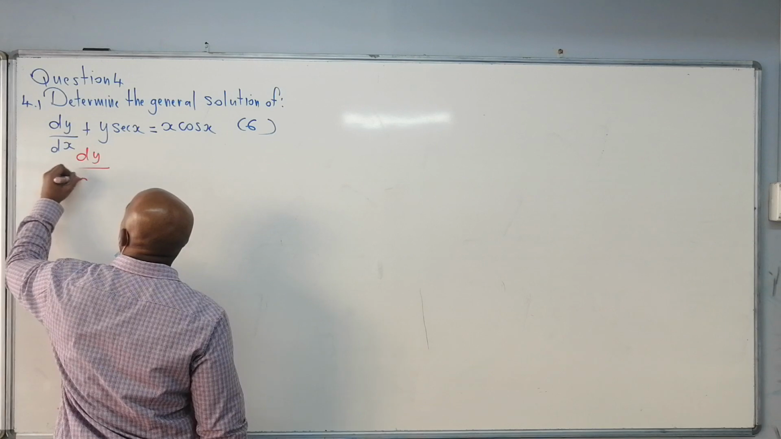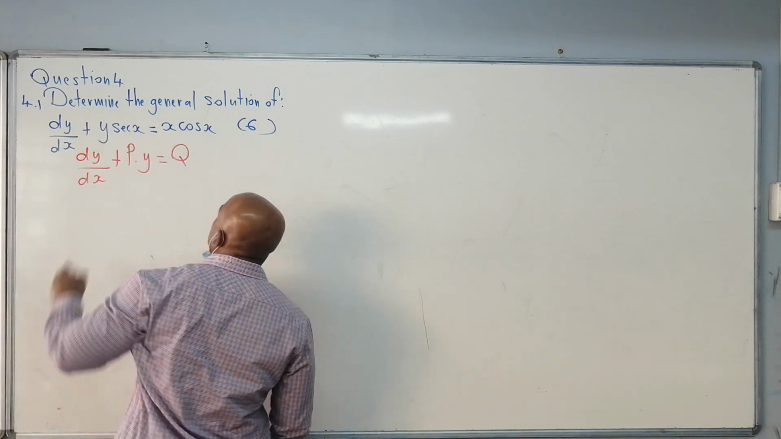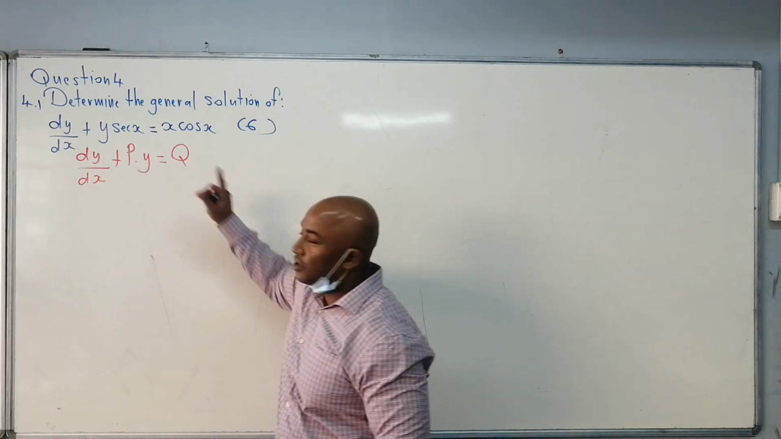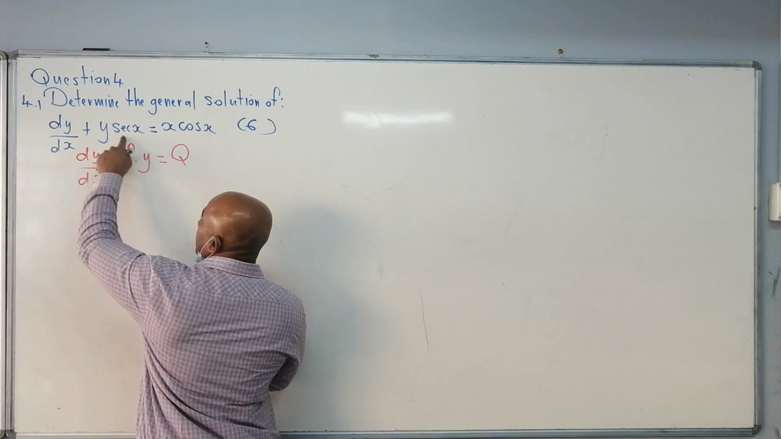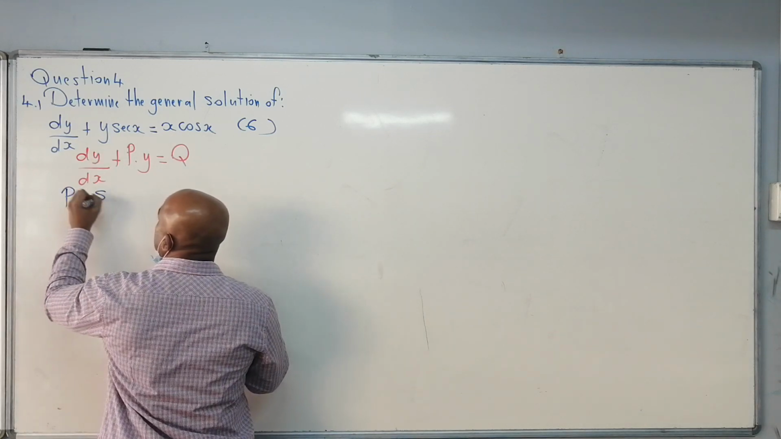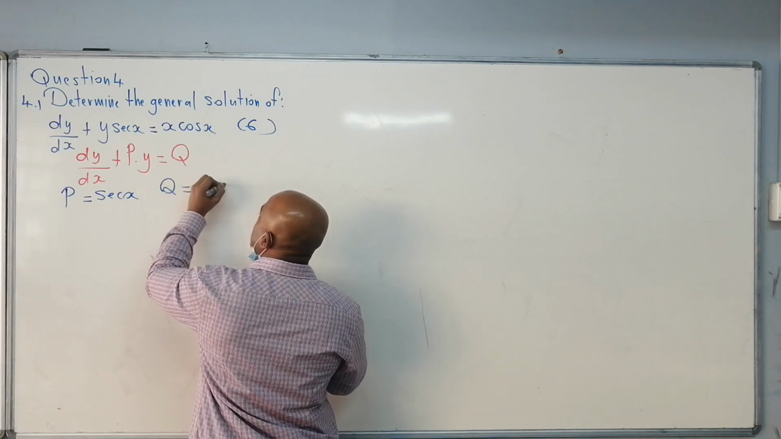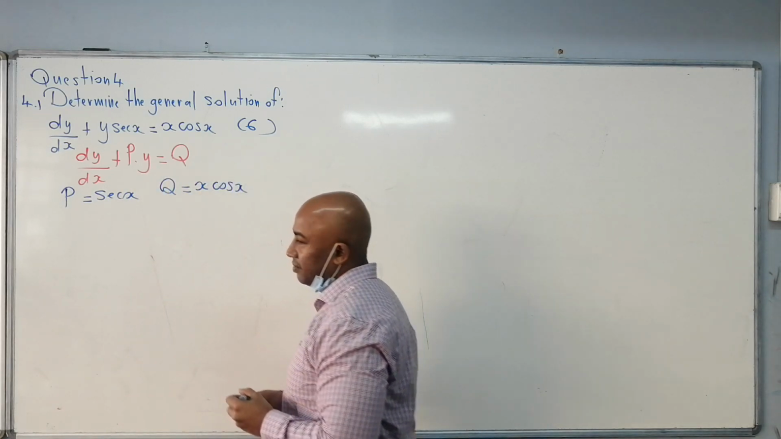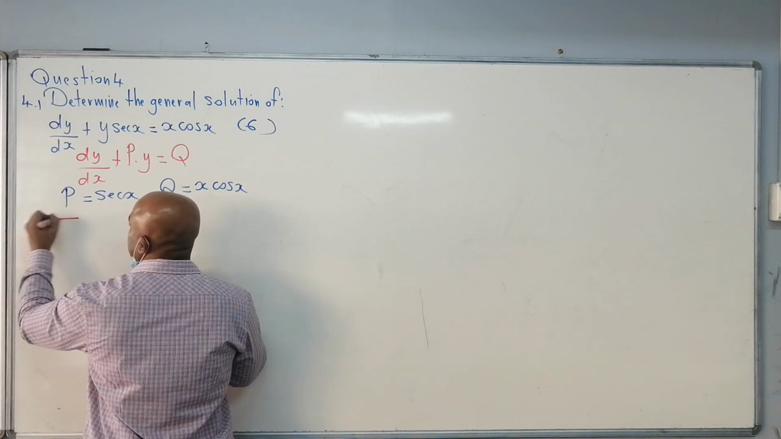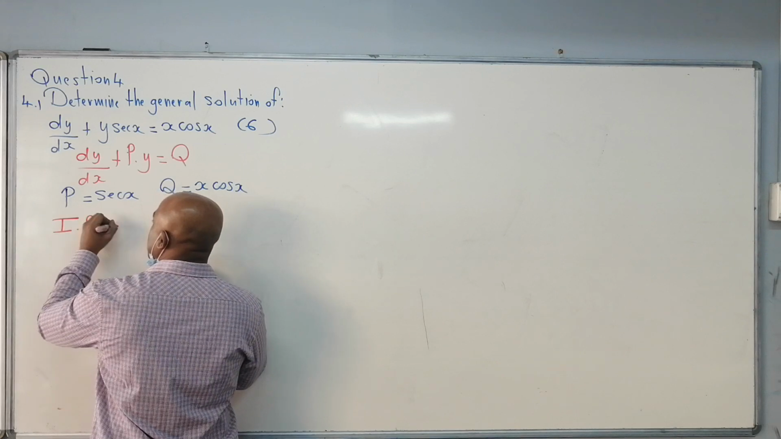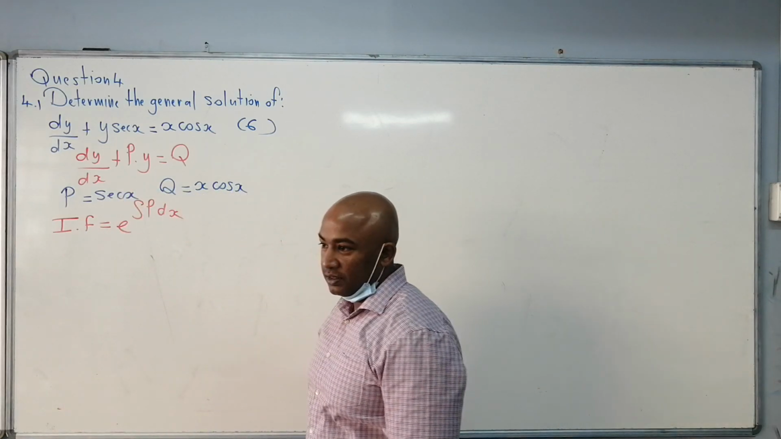We know that dy over dx plus py is equal to q. P is a function of x, q is also a function of x. Right. So in this case, my p is sec x. My q is x cos x. What do we need to do? We need to find the integrating factor. The integrating factor is e to the integral of p dx.